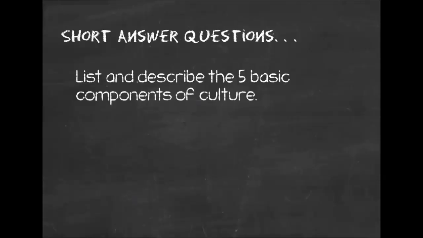The first short answer question is: list and describe the 5 basic components of culture. The key with this question is not just to list them. To just list them, you cannot get full credit. You need to be able to list and briefly describe. Again, a short phrase, a sentence for each of them is all that you need to do.